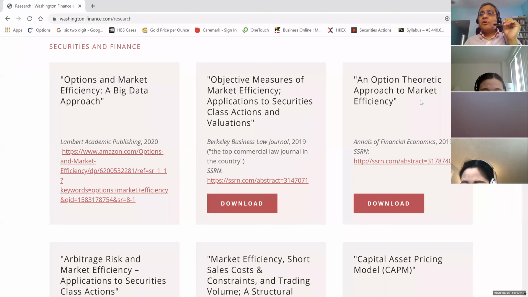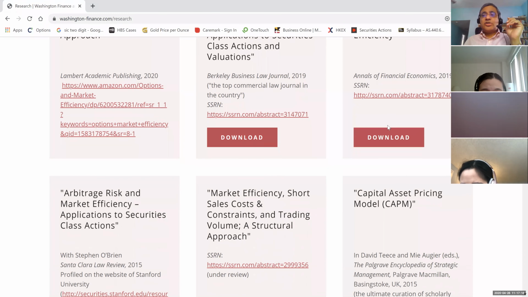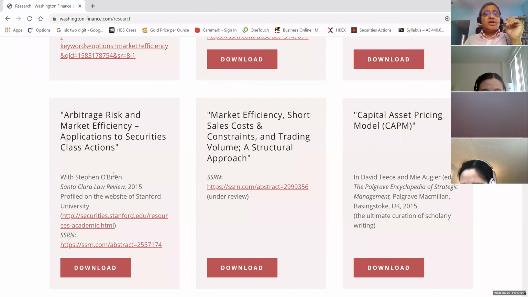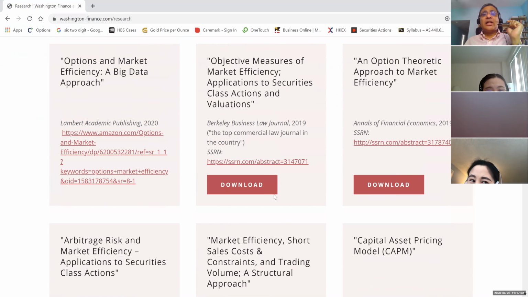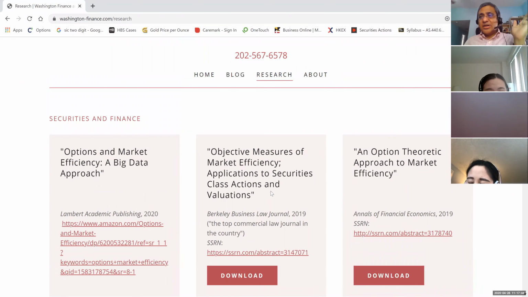You can download the paper. An option theoretic approach to market efficiency, you can also download. Arbitrage risk and market efficiency is a relatively older paper now. It's profiled on Stanford's website, and you can also download it. Market efficiency, short sales costs and constraints is currently under review, and it's also available there. You can download it as well. So as I mentioned, a large part of my research is on market efficiency, so it's not surprising that I get very excited about talking about this, because it is actually quite important.